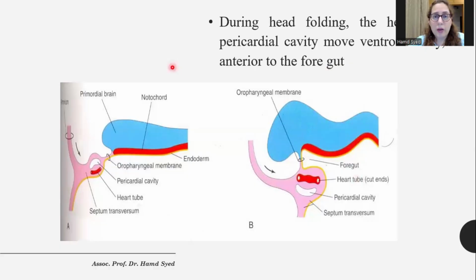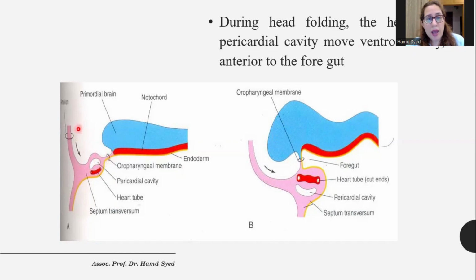Now, while we are discussing this sequence of events, we should also look at this cranial portion of the sagittal section of the embryo. And the phenomenon which is taking place over here is the head folding, or we could say the cranial folding. Now, what happens is that during this phenomenon, the heart and the pericardial cavity, if you focus over here on the laser pointer, this is the region of the developing heart and it is surrounded by the pericardial cavity. This is lying anterior to this oropharyngeal membrane, right? And anterior, we could say cranial, we could say cranial to this oropharyngeal membrane.